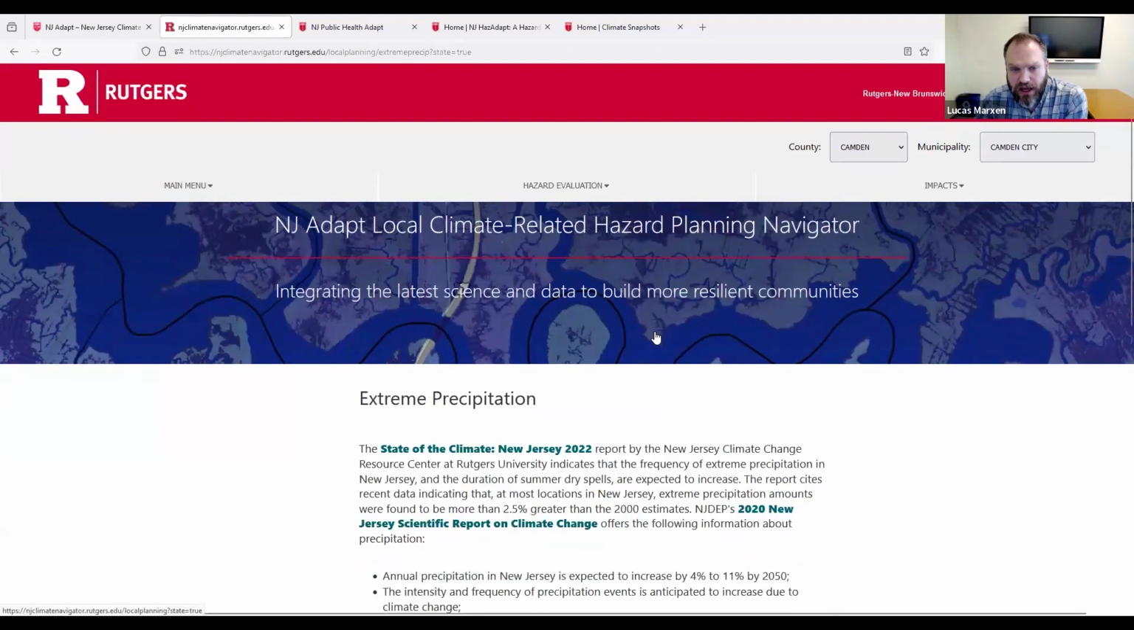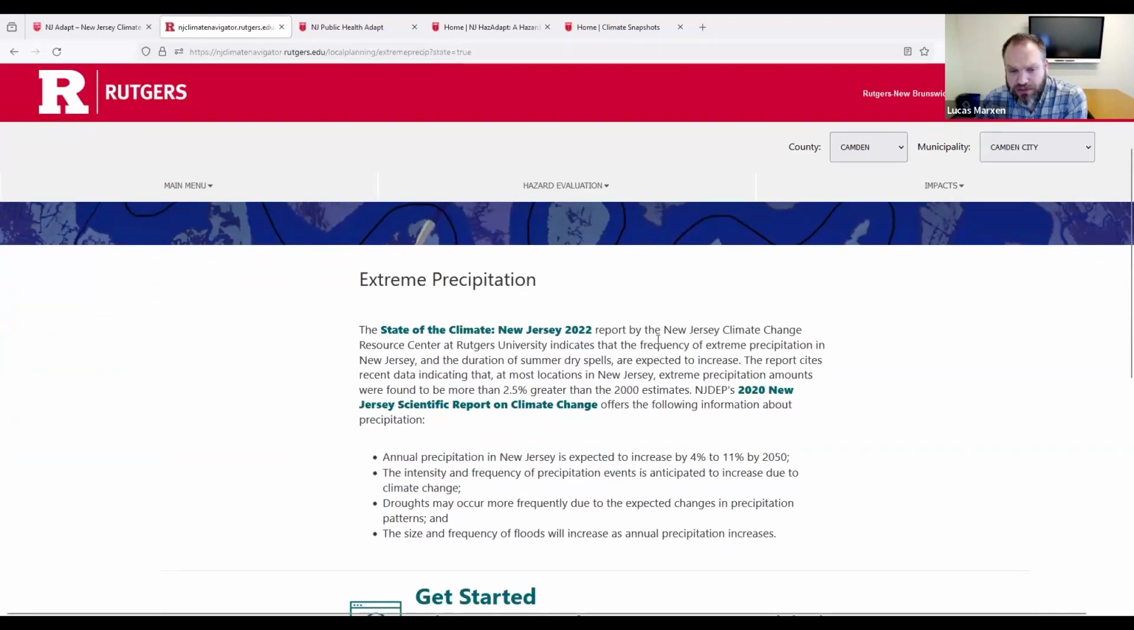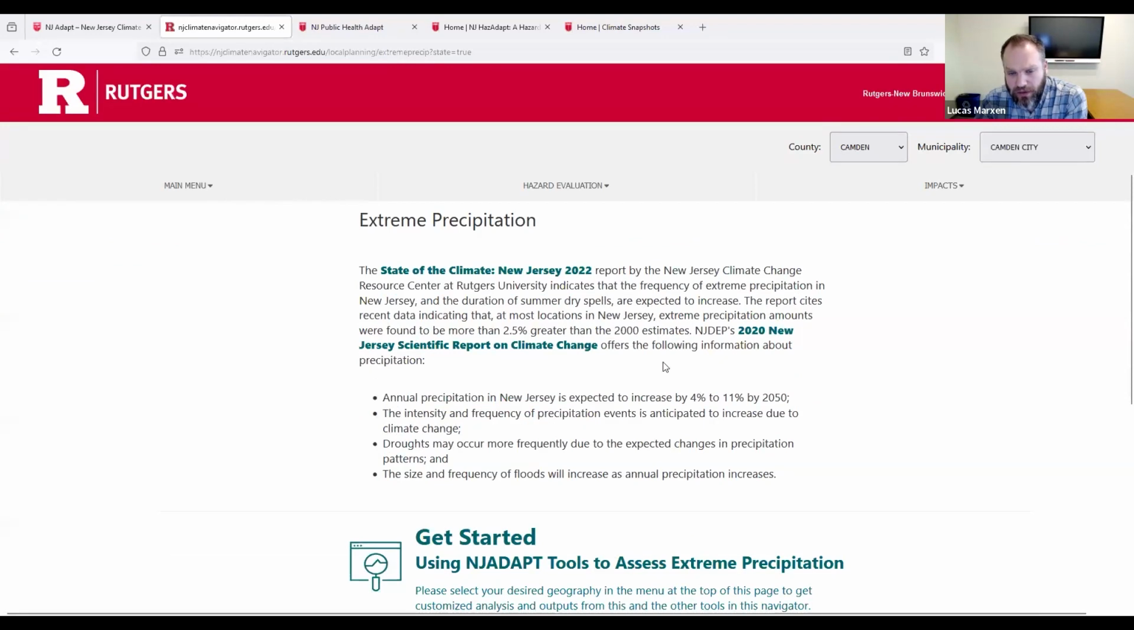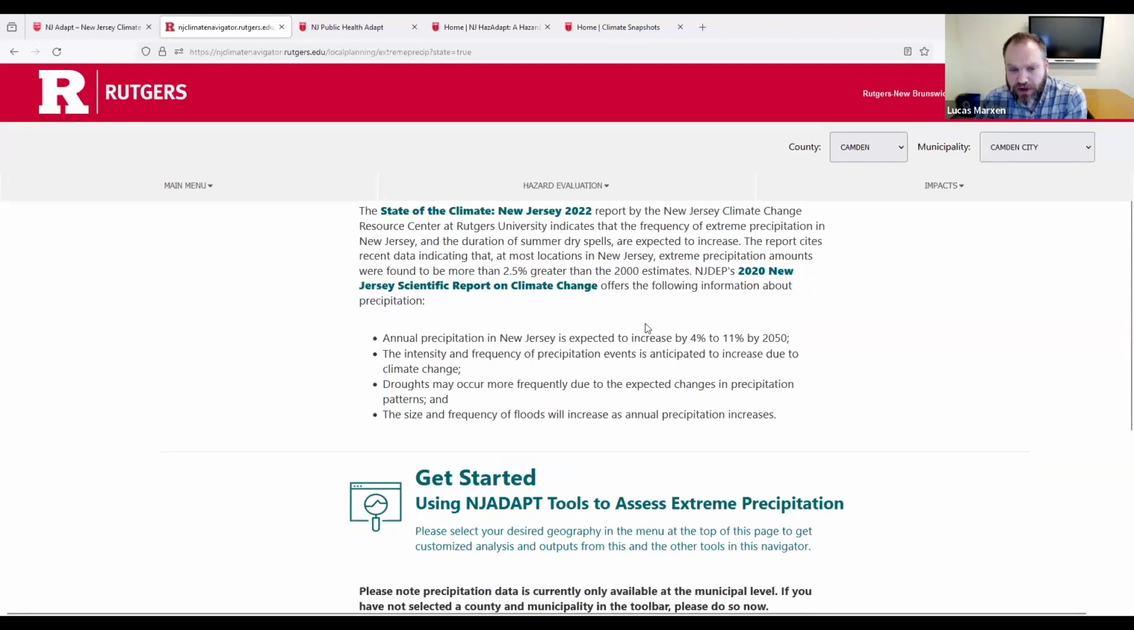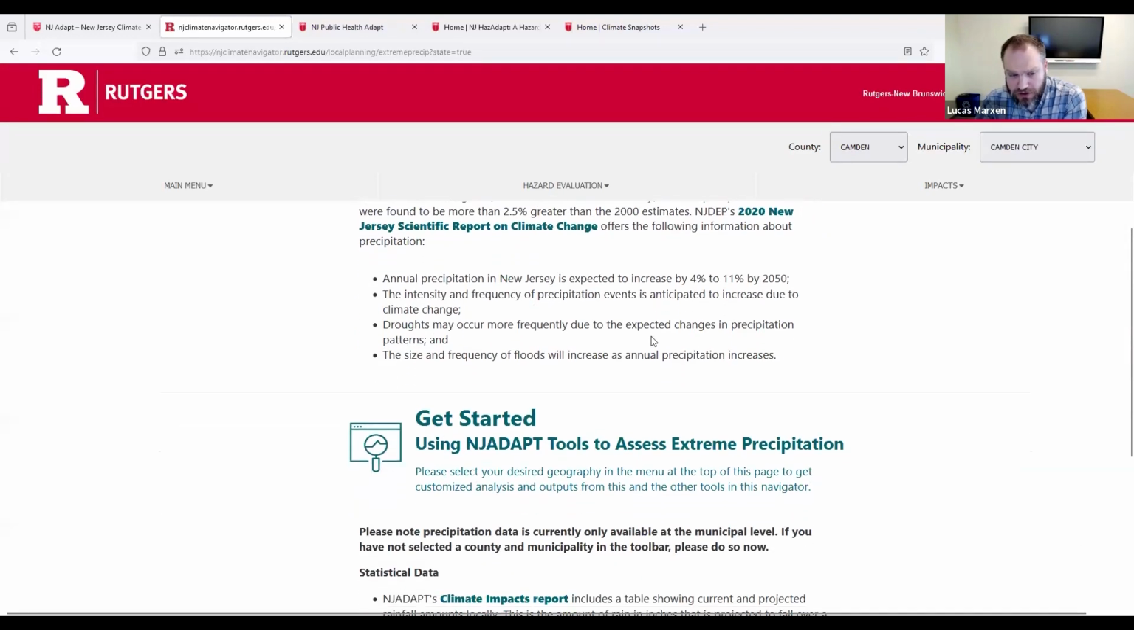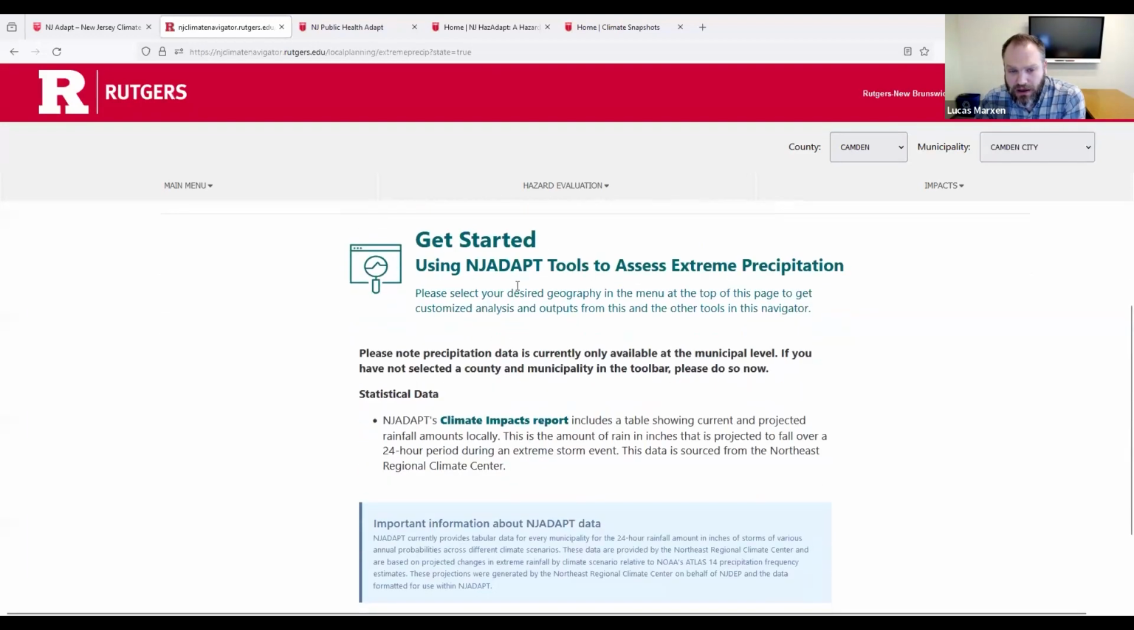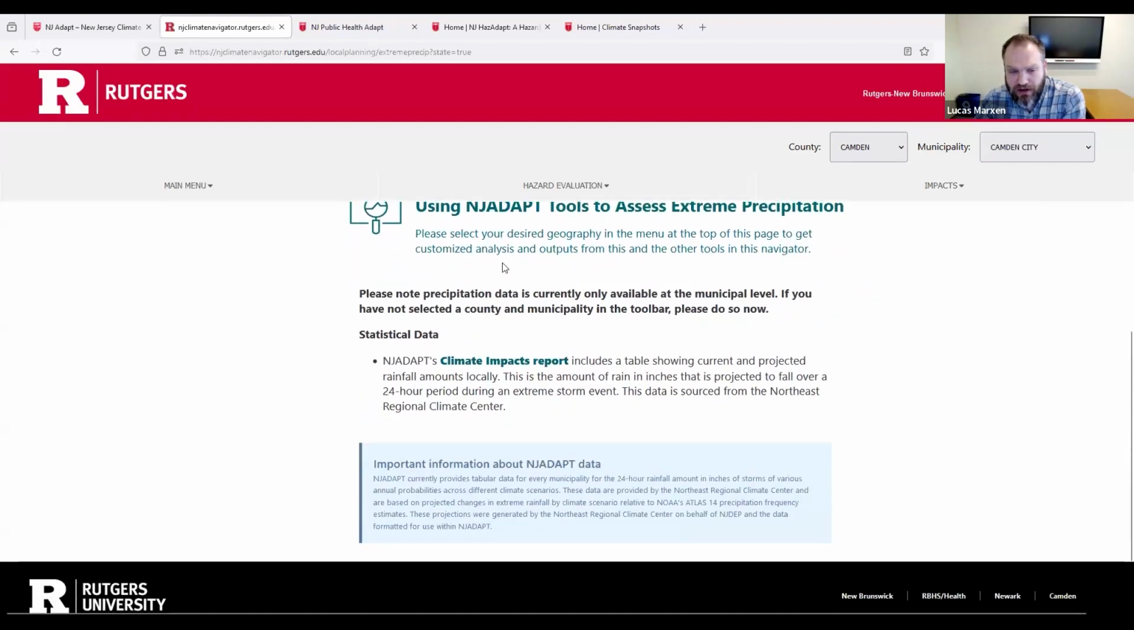The next hazard that we have in our local planning guide is extreme precipitation. And so again, we have an introduction here talking about extreme precipitation, and we link out to our State of the Climate report, which provides some more in-depth information about changes in precipitation that New Jersey can expect to face in the future due to climate change. And then we bring you into the tools that we have here.